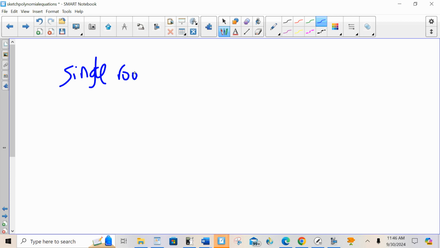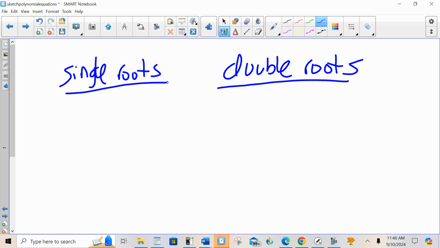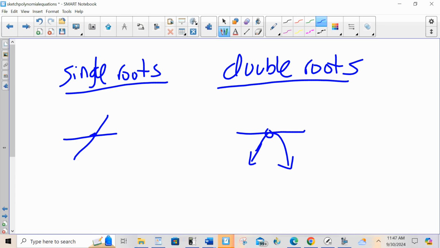Single roots, double roots, which we've already kind of talked about in the last lesson. Single roots pass through the x-axis. Double roots bounce off the x-axis. So we're definitely going to be using that in this lesson. And let's get to it.